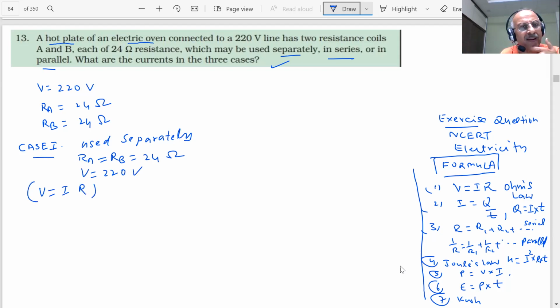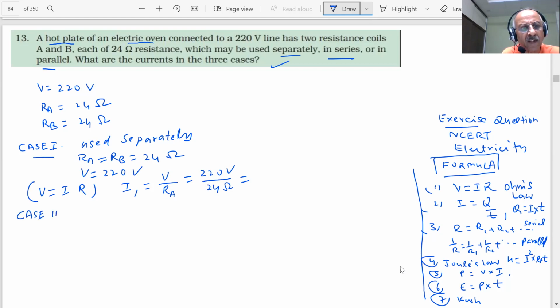So what do you want to find? Current. What will be the value of current in this case? For case 1, I1 will be equal to V by Ra. What is the value of V? 220 volt. What is Ra or Rb? 24 ohm. Find the value.